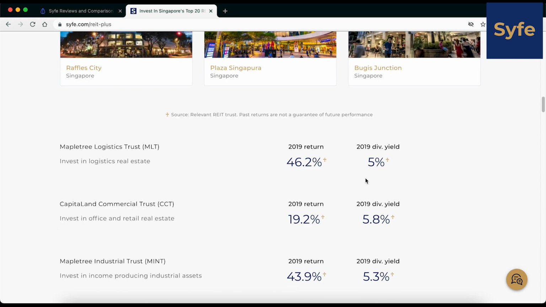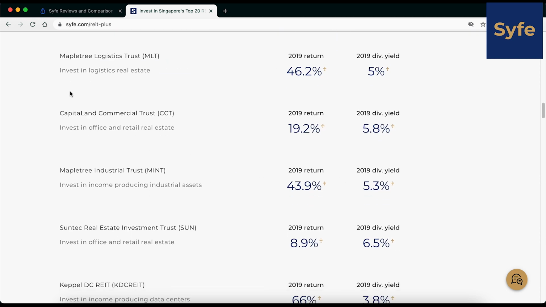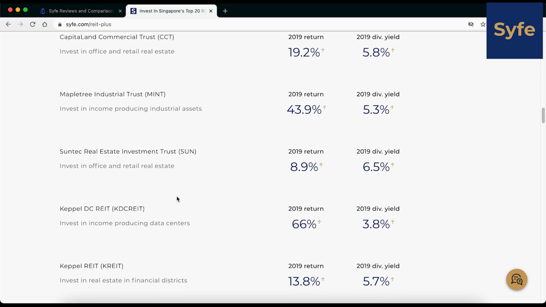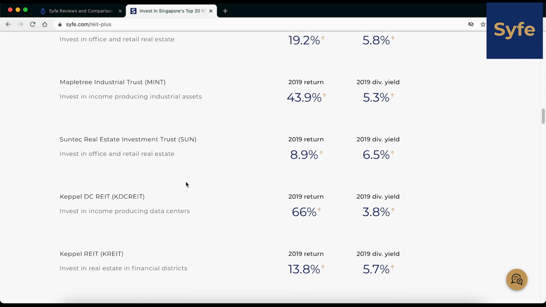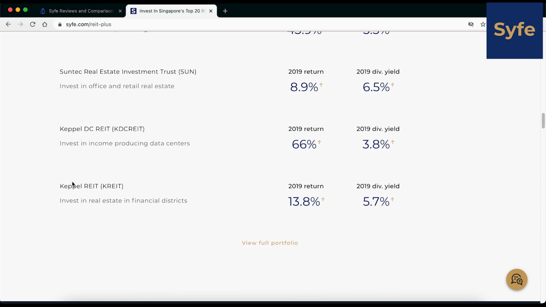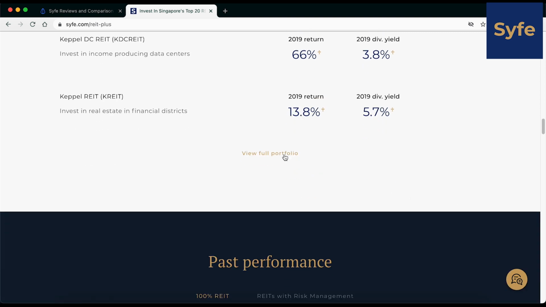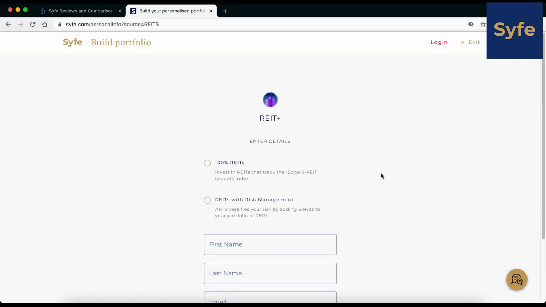They actually only buy from the major sponsors of the REITs. Mapletree, CapitaLand, Mapletree, Suntec, I don't like it so much. Capital DC, good REIT. K-REIT, a good REIT as well. Okay, view full portfolio. Don't have. Okay, never mind. Later then we see.